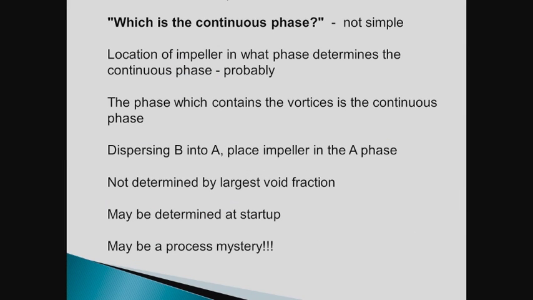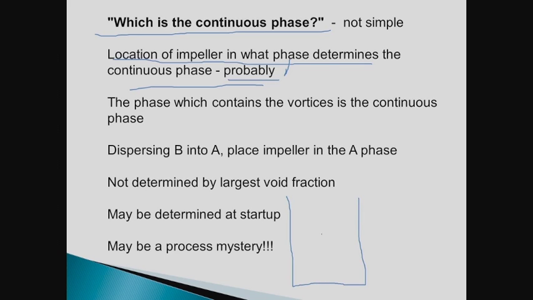Which is the continuous phase? Aha! It's always a mystery. Location. Location in what phase determines the continuous phase? Maybe. Well, I said probably, yeah. In other words, if I have a tank here, and I have the impeller, and the impeller is down here, and this is the A phase, and then I have the B up here, then I would suspect the continuous phase would be A.